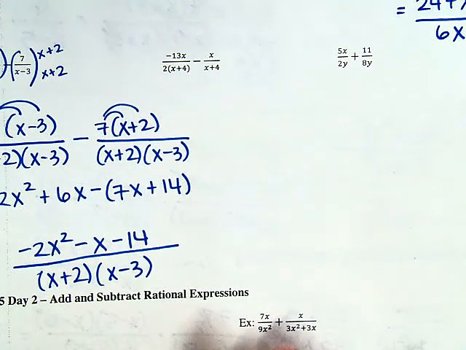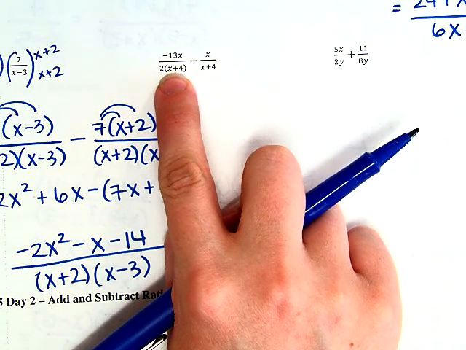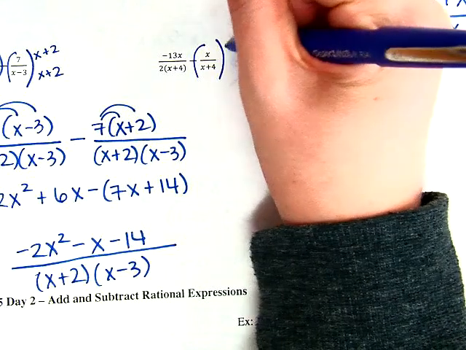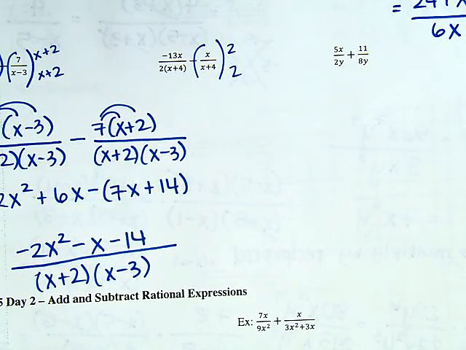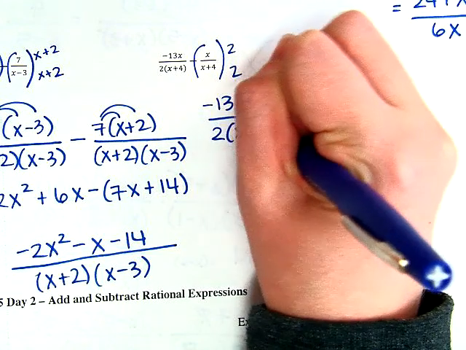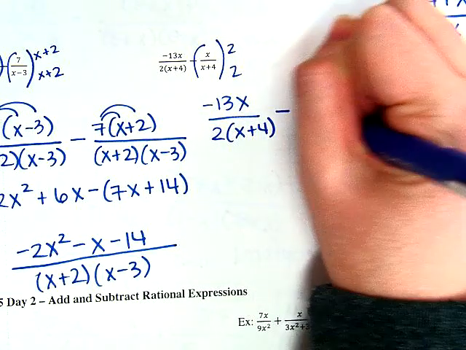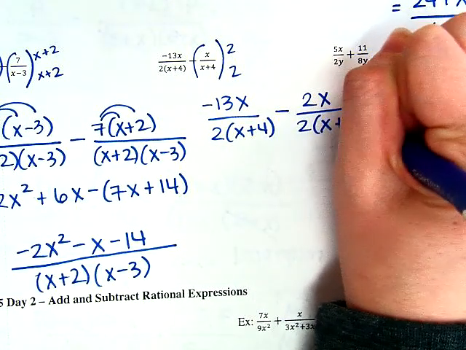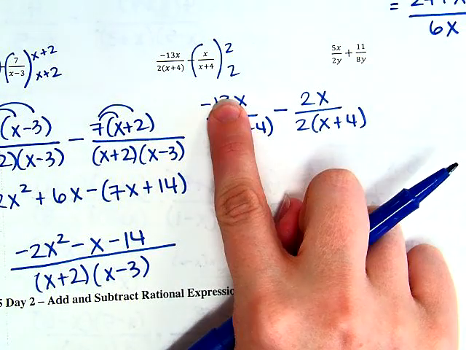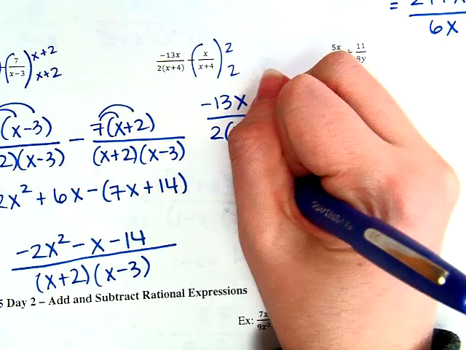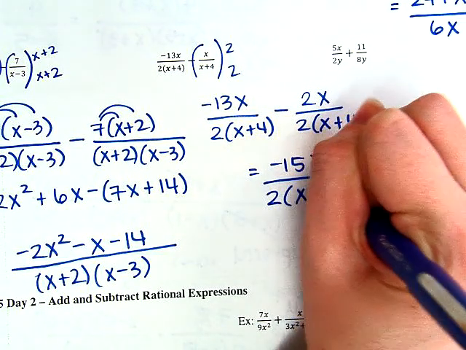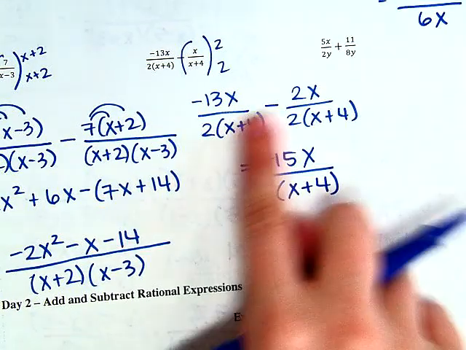Okay, next one. 2 times x plus 4 and x plus 4. So to make them the same, I just need to multiply this whole thing by 2. So really I have negative 13x over 2x plus 4 minus 2x over 2x plus 4. Now the bottoms are the same, so I can subtract the tops. Negative 13x minus 2x gives me negative 15x over 2x plus 4. Bottom stays the same, and that's it.